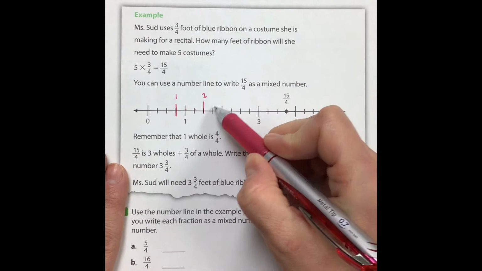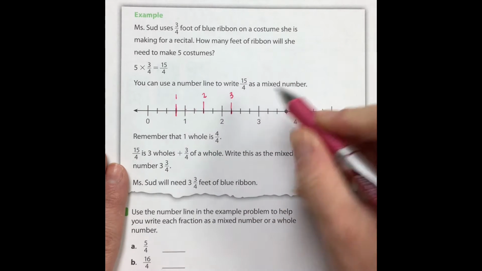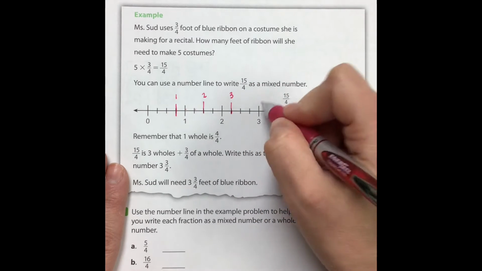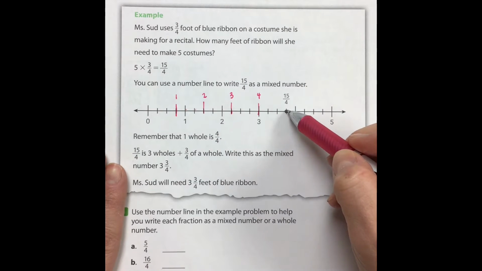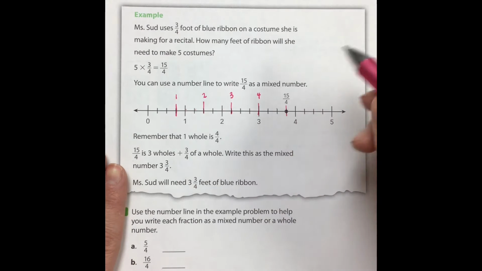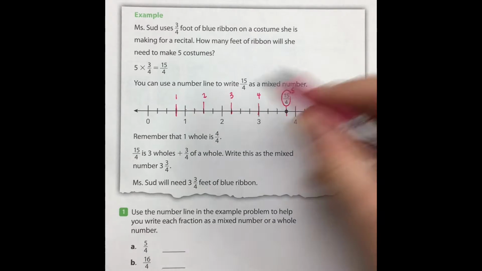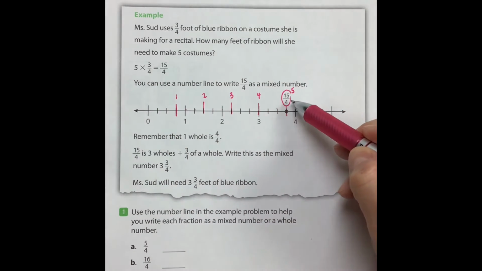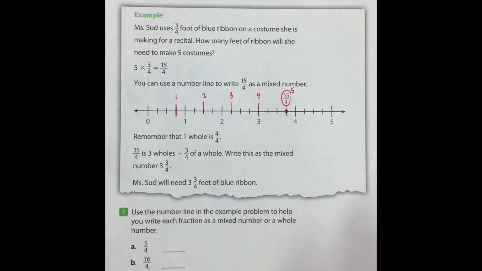There's my second one. 1/4, 2/4, 3/4. There's my third one. 1/4, 2/4, 3/4. There's my fourth one. And what do you think I'm going to get when I get here? Let's look and see. 1/4, 2/4, 3/4. There's my fifth one. And that right there is how we got our 5 times 3/4 gives us 15/4.